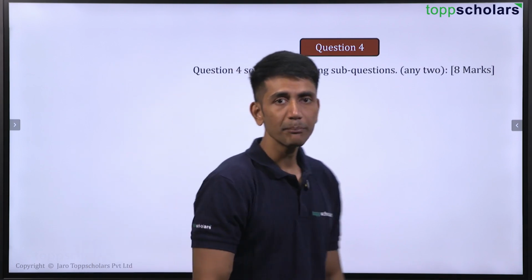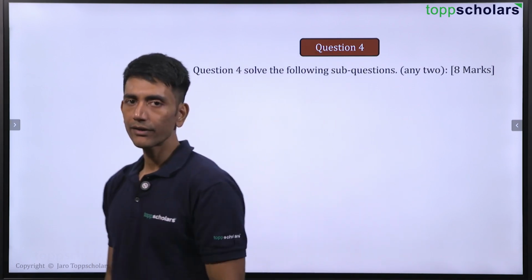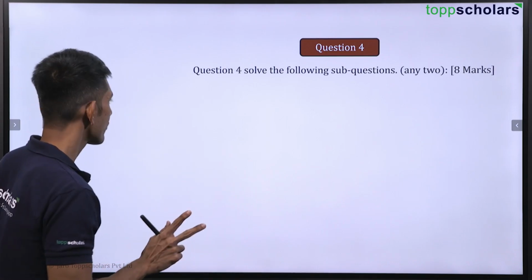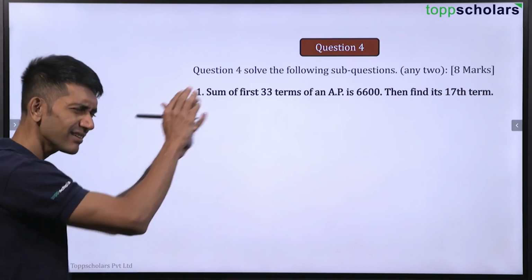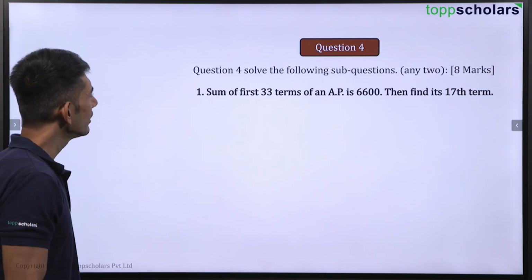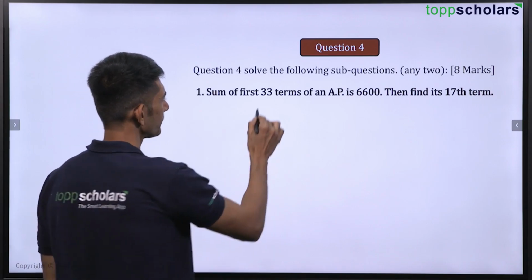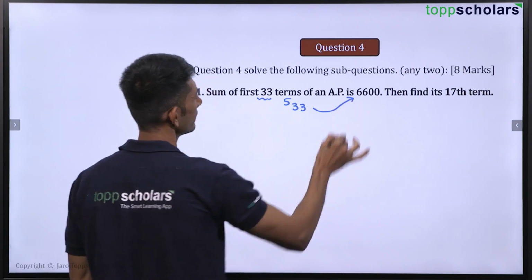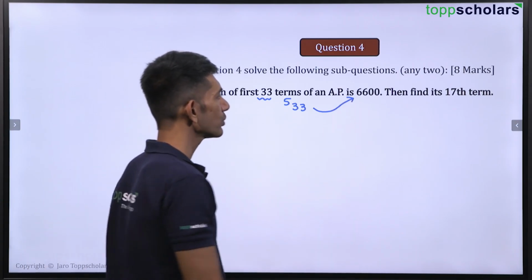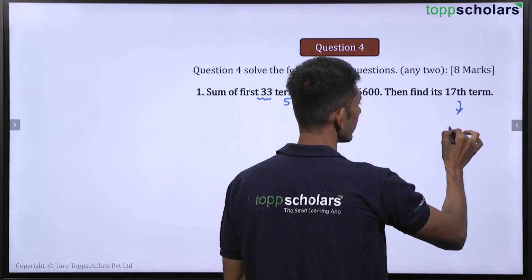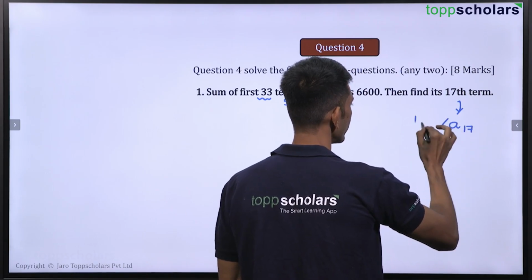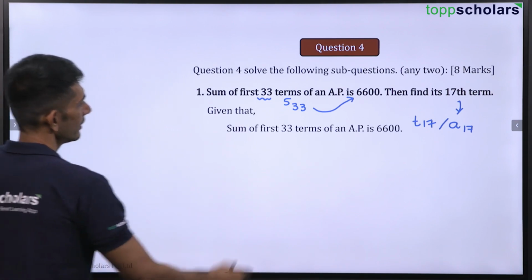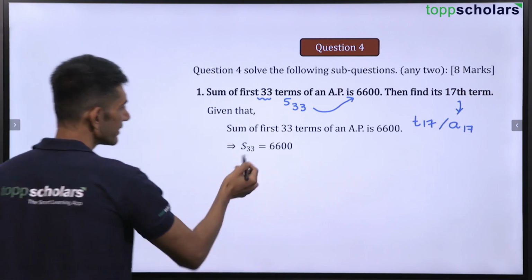Okay, now comes the big questions. Here we are going to have 2 questions of 4 marks each. Important. Easy question, not that difficult. The sum of the first 33 terms is given as 6,600. We are supposed to find the 17th term, that is A17. You can also call it T17. What is given? The sum of the first 33 terms, that is S33.